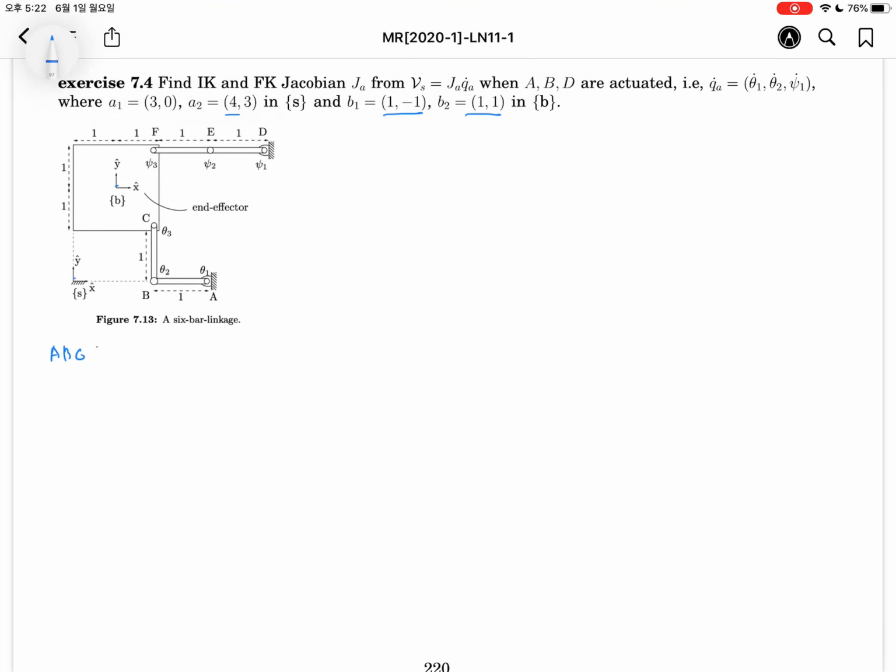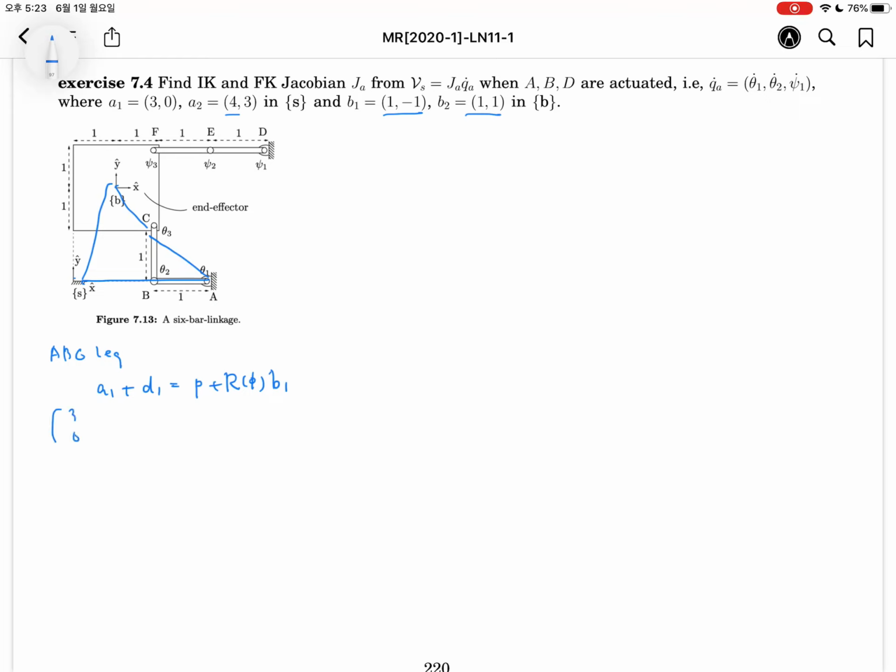Let's consider the A, B, C leg. This leg. Here, the A1 vector plus D1 will be equal to P plus the rotation matrix, a function of pi, times B1. Okay, let's write down this equation in detail.